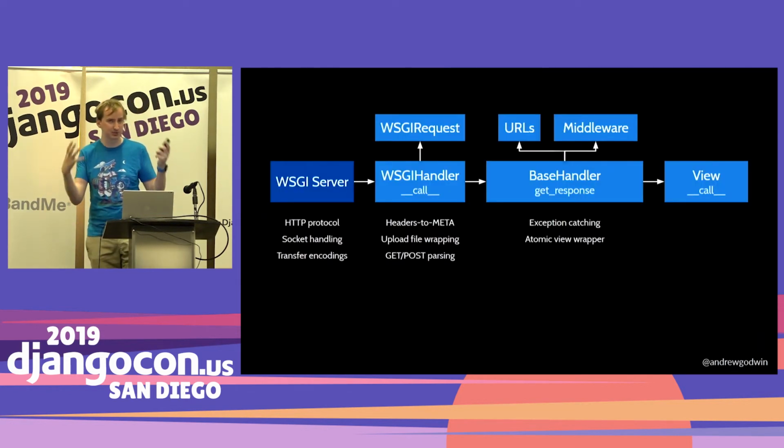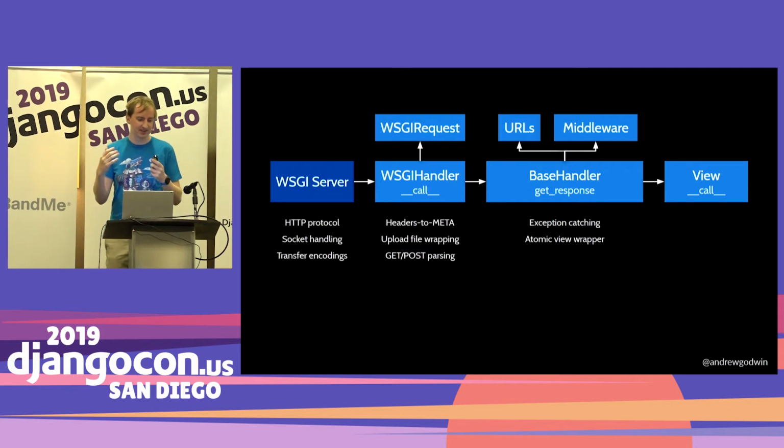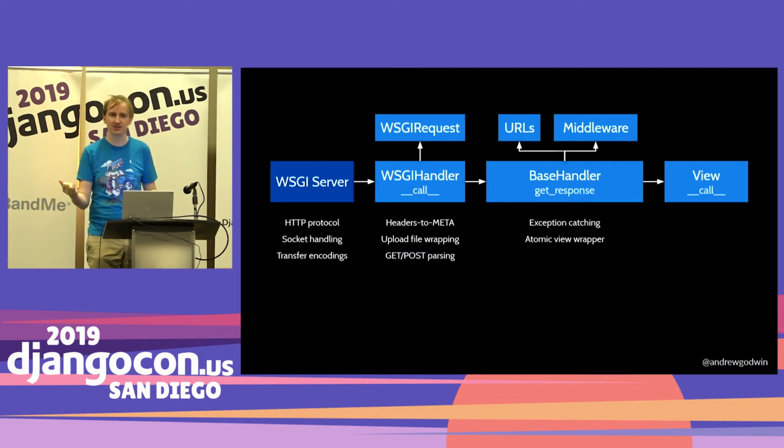So what does this look like at a zoomed-in level? Well, as I said, you have the server, and the server calls that handler class. The handler class basically reads the environment. So in WSGI, you get a big dictionary called environ, which has the headers and stuff in it. It takes that and maps it into a request object, and there is a subclass of request, and most of the logic there is in that subclass.